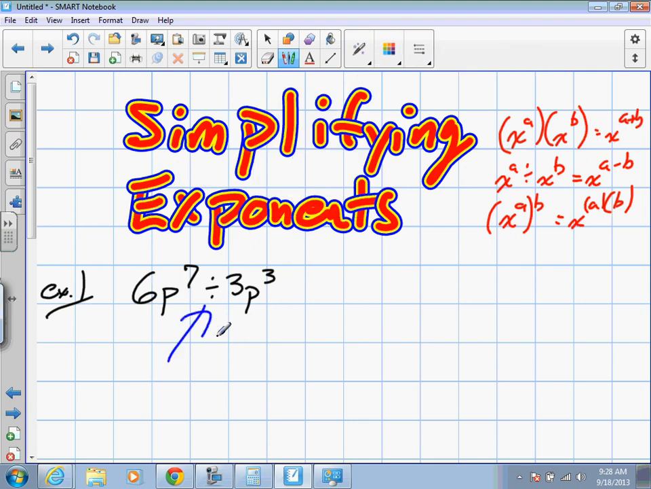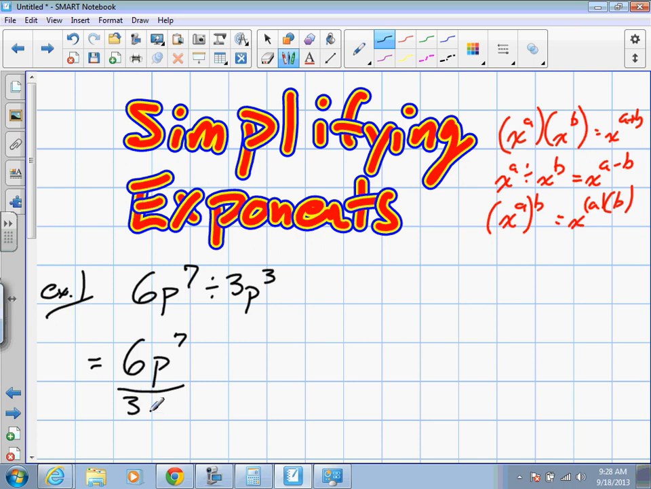first off, this is a division question. I like to work with fractions, so I'm going to rewrite this question as a fraction. To me, it will be simpler to look at. So I rewrite this as 6p to the power of 7 divided by 3p to the power of 3.